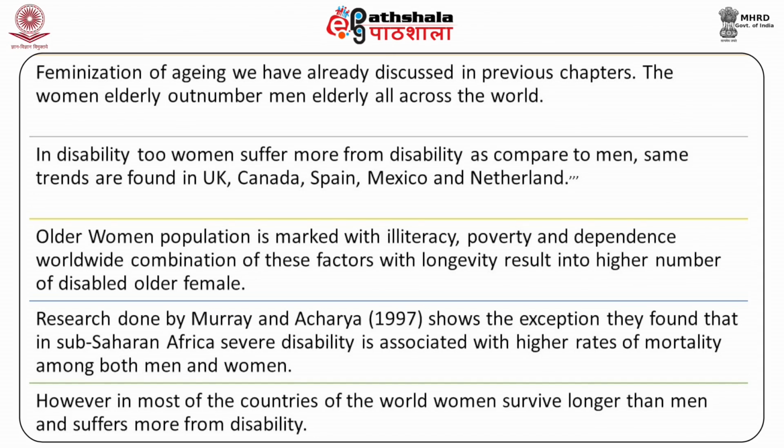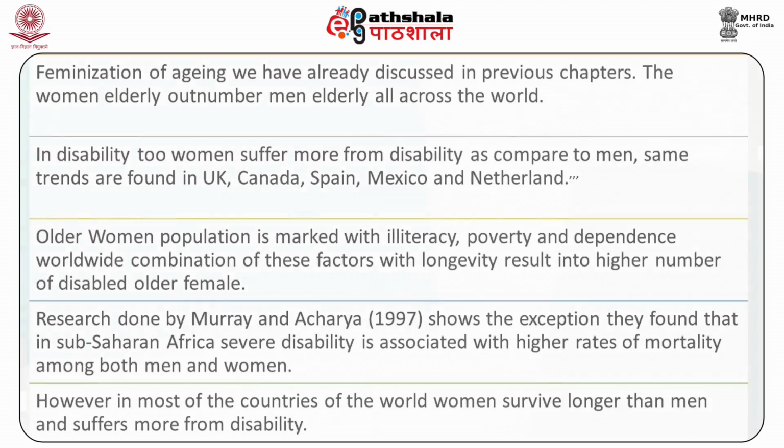Research done by Murray and Arkwright shows the exception. They found that in sub-Saharan Africa, severe disability is associated with higher rates of mortality among both men and women. However, in most of the countries of the world, women survive longer than men and suffer more from disability.